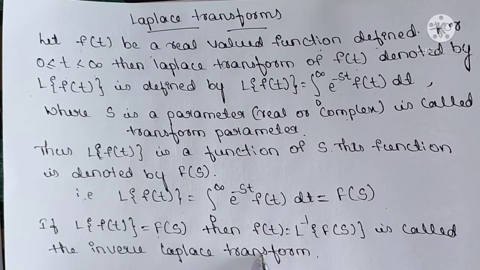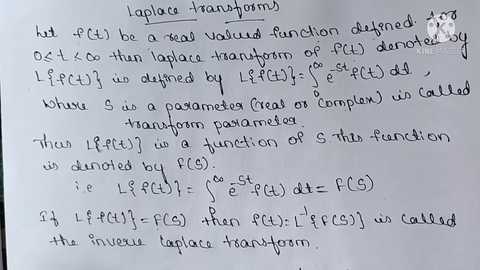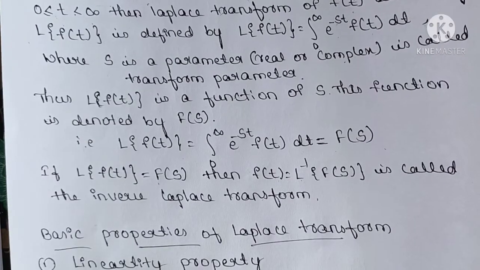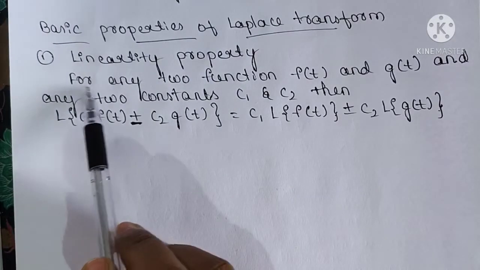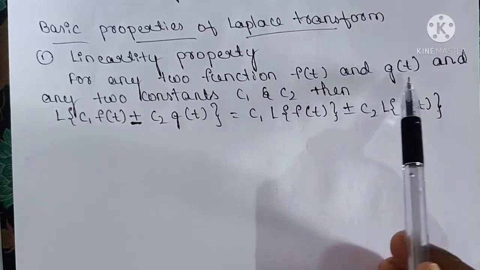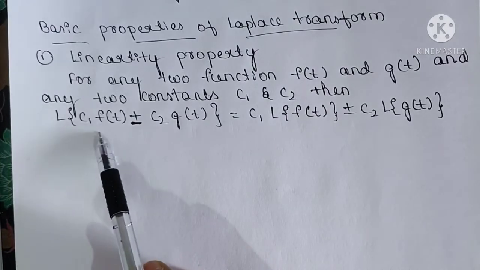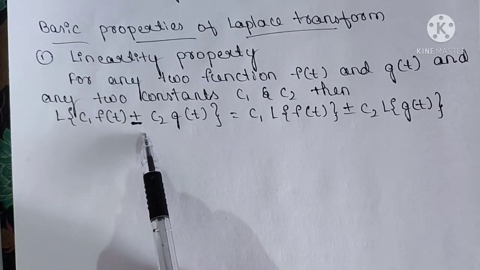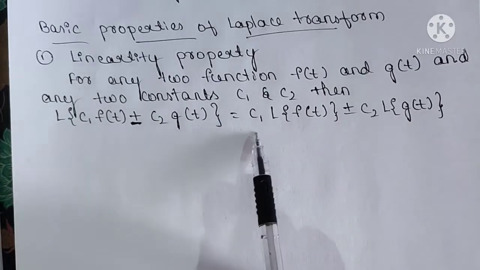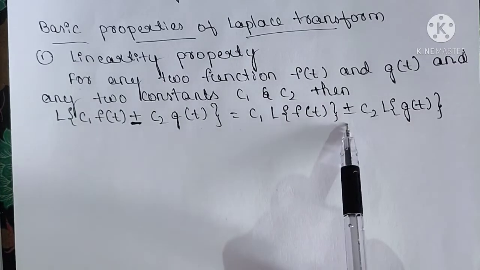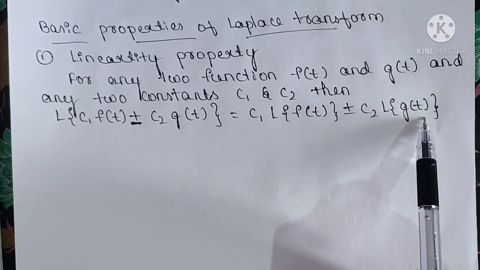Now we'll study a few basic properties of Laplace transform. Here there are two basic properties: one is the linearity property and the second one is the shifting property. Now let's see the basic properties of Laplace transform. First one is the linearity property. The linearity property is, for any two functions f of t and g of t and any two constants c1 and c2, L of c1 f of t plus or minus c2 g of t is equal to c1 L of f of t plus or minus c2 L of g of t.